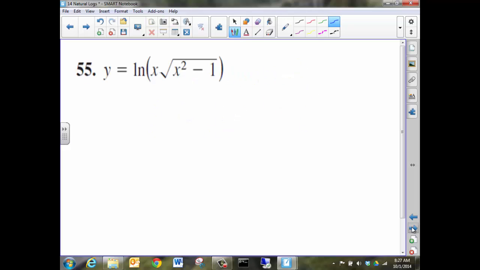Good, good, good. This looks a little more challenging. Why does this problem look more challenging, Sutton? Because it has x times x squared minus 1, and there's an exponent in there, so it'd be x squared minus 1 to the 1/2 times x. Yes. The natural log of that.